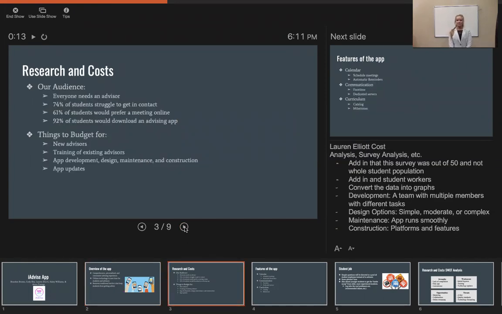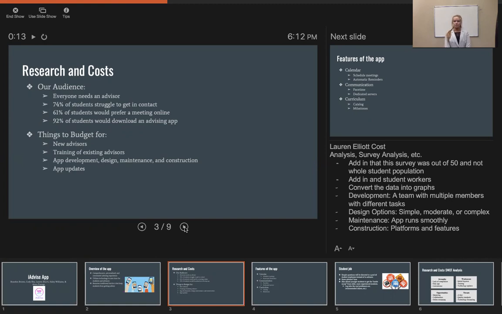your advising information. So now to the research and cost portion. We identified our audience as all UT students, and every UT student needs an advising appointment before they can register for classes. So we decided to send out a survey to 50 students because these are the students that would be impacted. Through this survey, we learned that 74% of students struggle to get in contact with an advisor every semester. 61% of students would prefer a meeting online rather than a meeting in person with an advisor. And lastly, 92% of students would download an advising app if they had the opportunity.